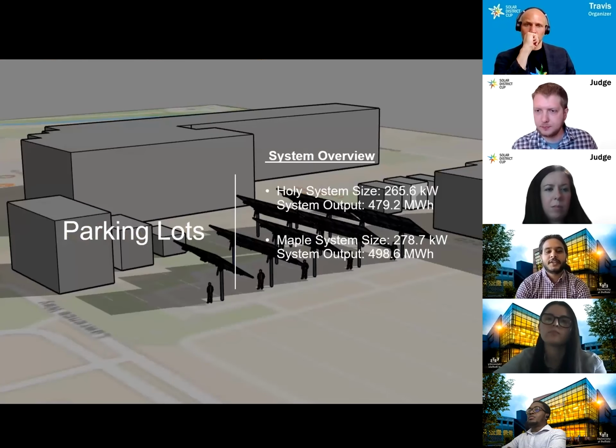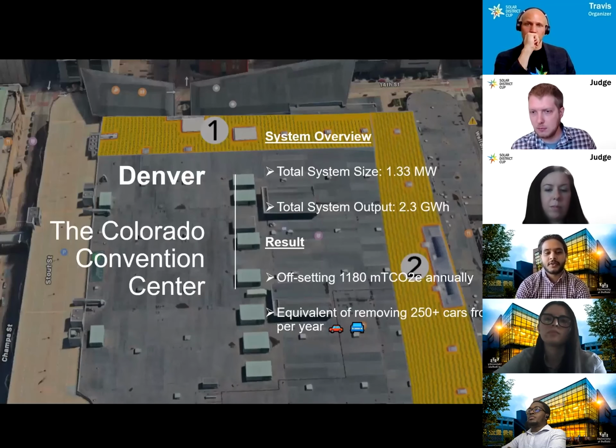Now let's talk about carport system. So our 540 kilowatt parking lot system will produce nearly 1 gigawatt hour energy annually, which can be transmitted to nearby buildings to satisfy the power demands. At last, on the Denver side, we have our largest system on Colorado Convention Center of a massive 1.3 megawatt in size. It will offset 1,180 metric tons of carbon emission annually, which is roughly equivalent of removing 250 plus cars from roads of Denver annually.